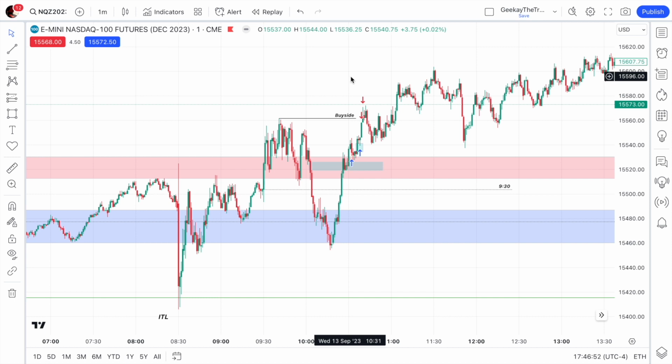This puts me up at about 2% on the day. I did take a 5-handle loss on ES, but these 3 contracts still put me up at 2% on the day.